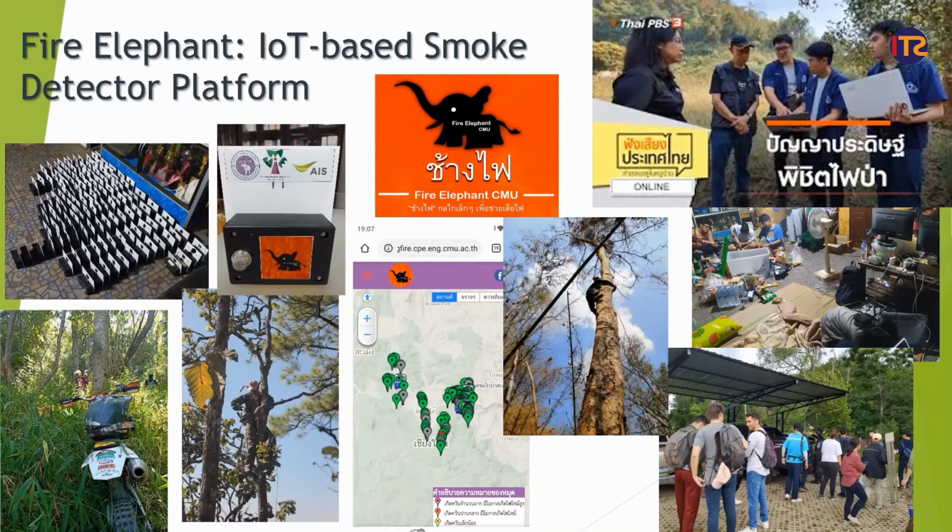We also have the Fire Elephant, which is an IoT-based smoke detector platform that we install in the forest in Chiang Mai, so that it can send us a message that there is smoke in that area. So the personnel who take care of the wildfire will go to that location in time, and it's not going to be widespread. The idea is that we would like to extinguish the fire as soon as possible.